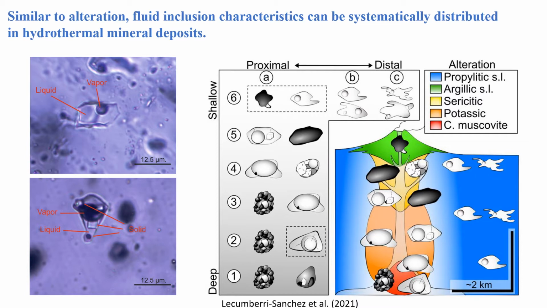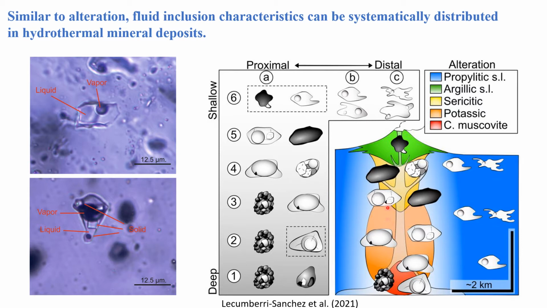Fluid inclusions could be as simple as a liquid and vapor, or they could be a complex mixture of solids, vapor, and liquid. Here is a cartoon of a porphyry system. Fluid inclusions are also systematically distributed, similar to alteration. For example, at the core of the system there would be dominantly melt inclusions. In the shallower parts, aqueous fluids exhaled from the melt are more dominant.